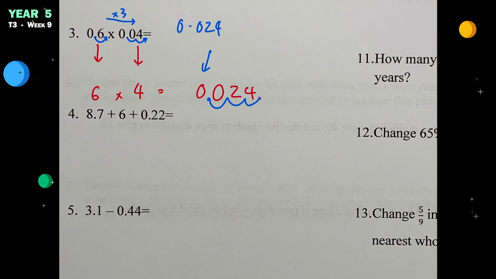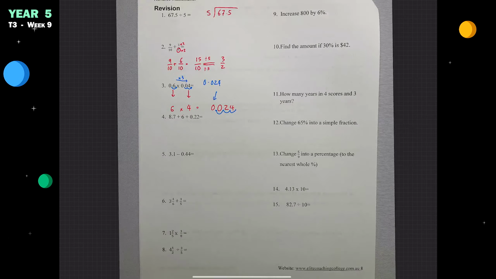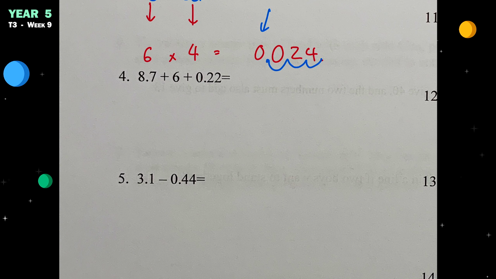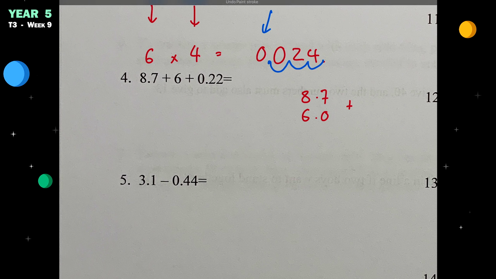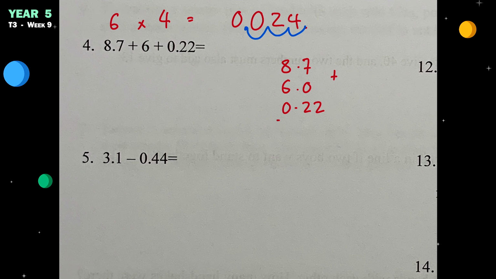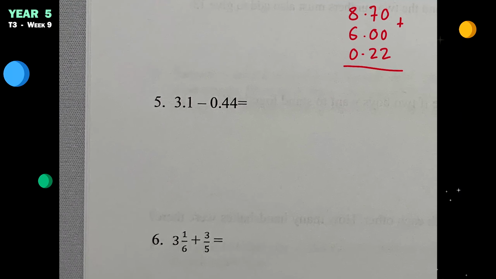Oops, hold on. Okay, so for question 4, all you want to do is just add the numbers up. So 8.7 plus 6. Now make sure you put the 6 on this side and the decimal there. Okay, because it's 6.0, it's not just 0. The 6 cannot go here. Next one is 0.22. All you gotta do is make sure all the decimals line up in the correct column there. And then anything that doesn't have any numbers, just put a 0 in it. So now that everything lines up, you can add them up, no problem.